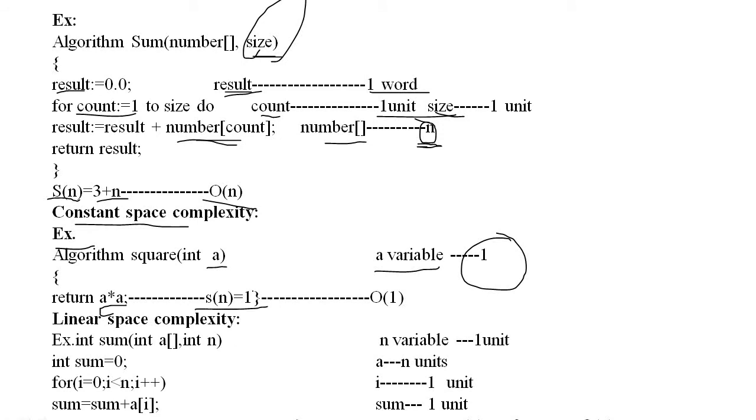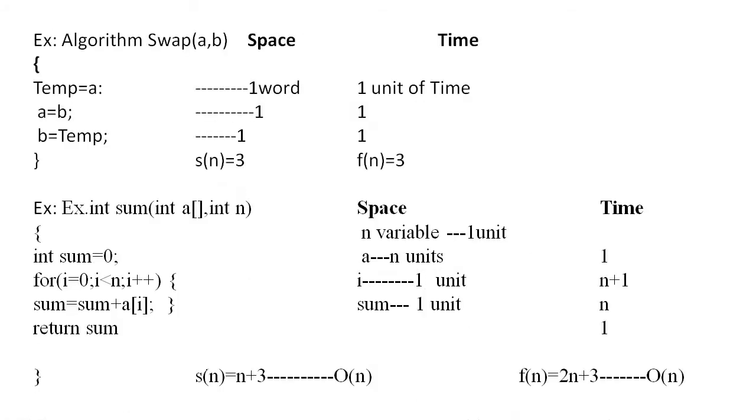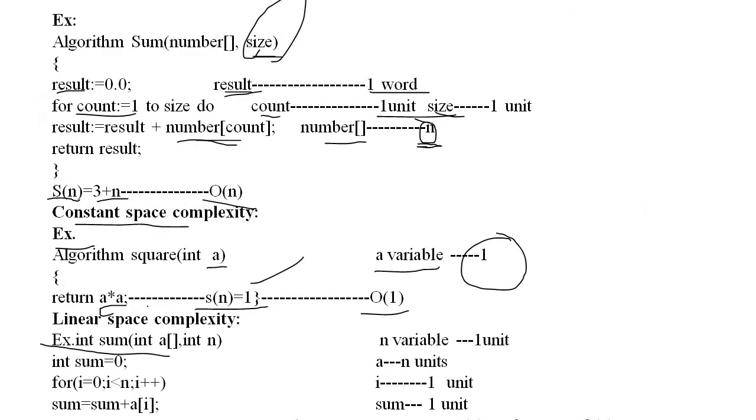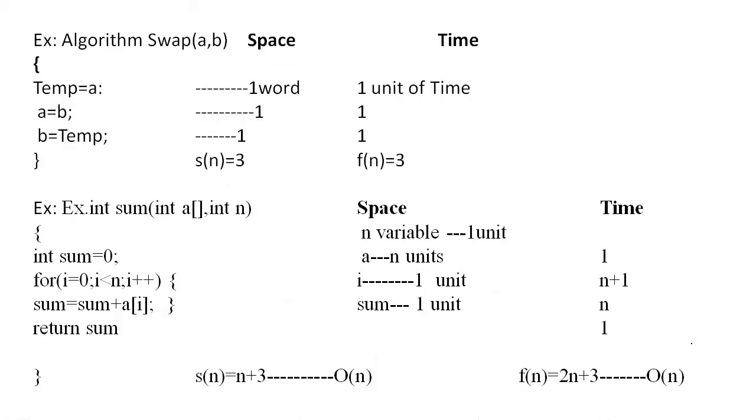S of n is equal to 1. 1 is the constant value. So the order of this function is order of 1. Only a constant value is contained in this complexity. That's why this type of space complexity we call constant space complexity. The earlier example we covered comes under linear space complexity, because the degree of the variable is 1.